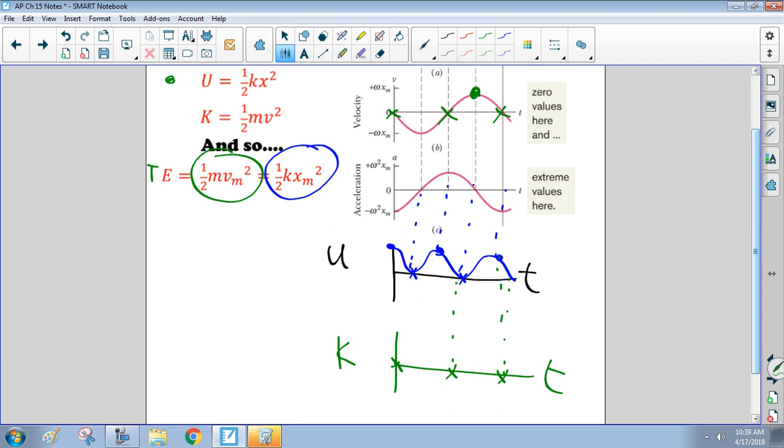Oh, dang it. Sorry, guys. Am I making any sense or no? Are we good? Yes. All right. And then, let's see. Maximum kinetic energy occurs at these two green dots, right? So here and here. And so here's my kinetic energy graph.